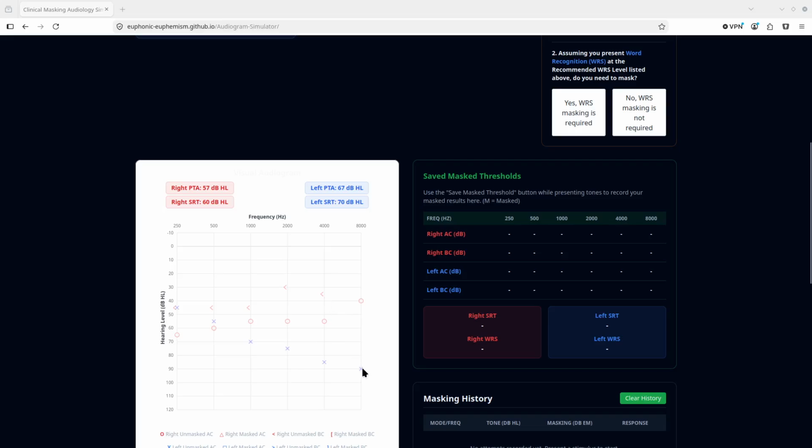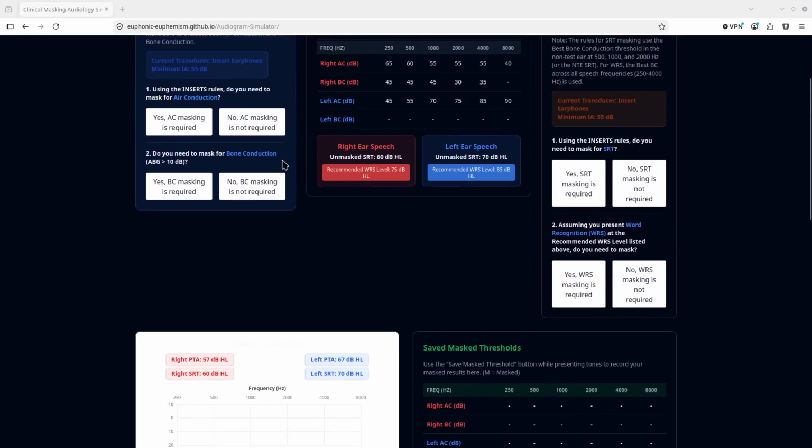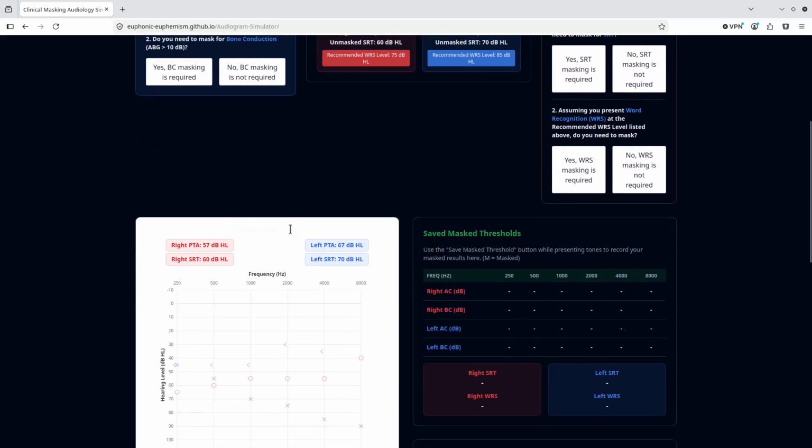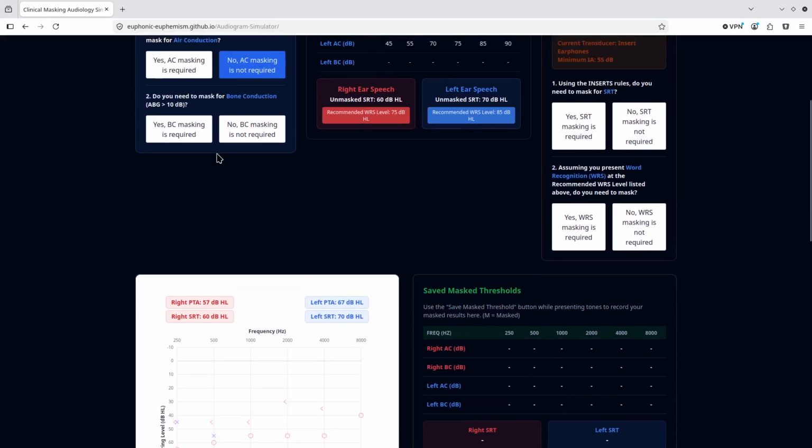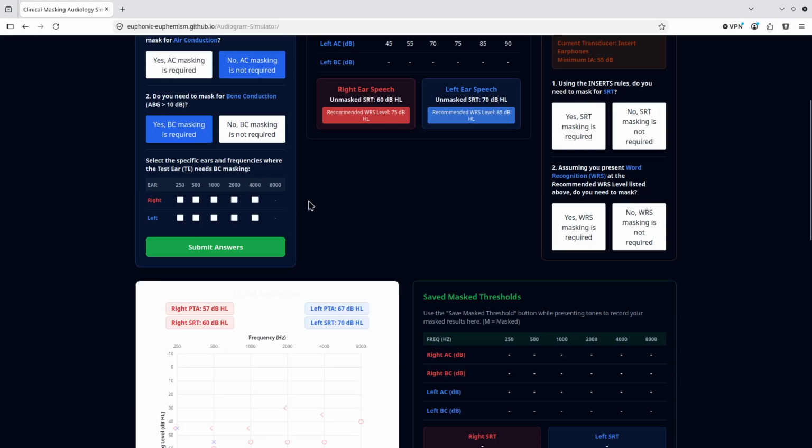But let's look at 8,000 hertz. 90 minus 40 is 50 dB. Again, not large enough to require air conduction masking for inserts. If we had headphones, that would be a different story. But because we have inserts here, we don't need to do air conduction masking in this situation. So we'll say no to air conduction masking. But certainly we have to do bone conduction masking. So let's just mark this yes right off the bat.